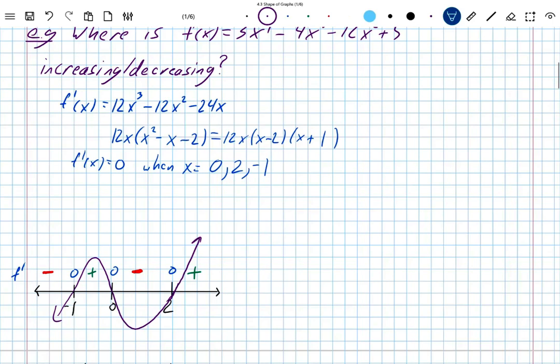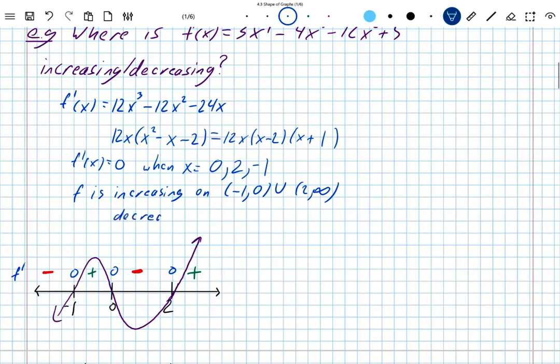Let's finish the job. We want to say that f is increasing exactly where we are positive here. So that's going to be from negative 1 to 0. And it's also going to be from 2 all the way up to infinity. And if I want to, I can even use this neat union sign to say it's those two together, both of them.